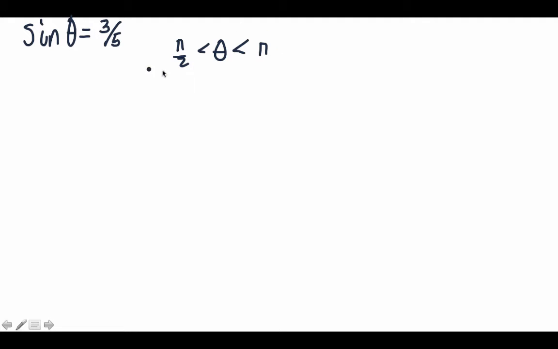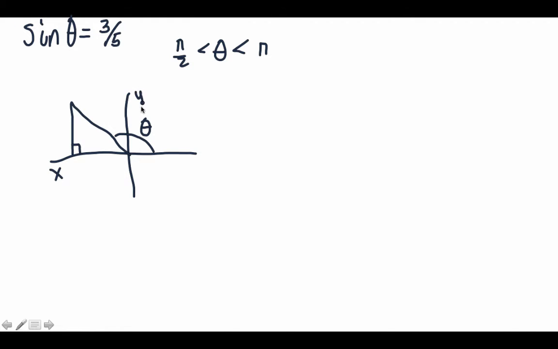The angle is super important. They're telling you that this is in the second quadrant. So I draw my triangle this way. I draw theta in the second quadrant, and I make a right triangle with the x-axis, and I put theta right here, and here's the y-axis.